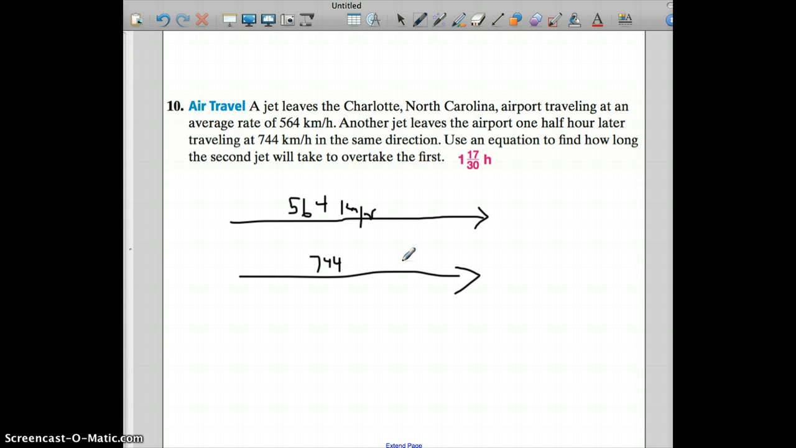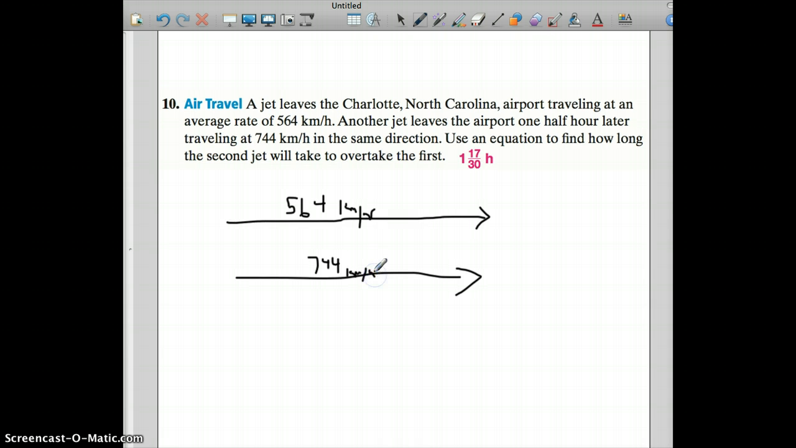Now, it's important to keep your units similar. Since we have kilometers per hour for the rate of our jets, then we also want to use our time in hours. Therefore, I'm going to say the time for the second jet that leaves later is going to be t minus 1/2. That's the most important key to this question. The time for the first airplane will just be t.